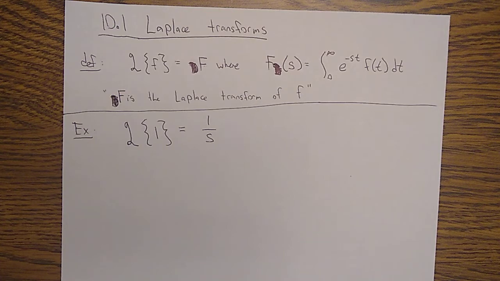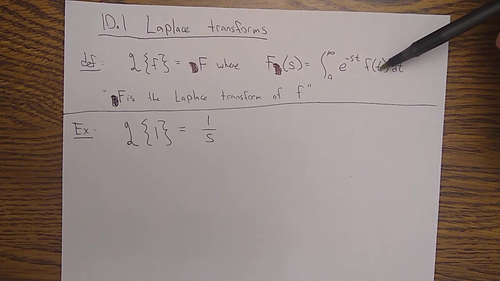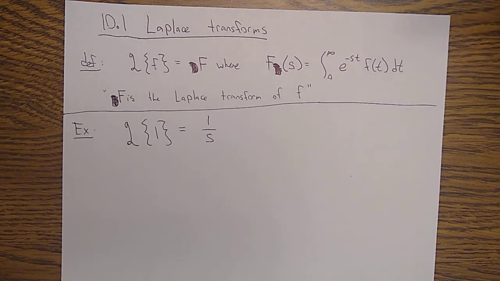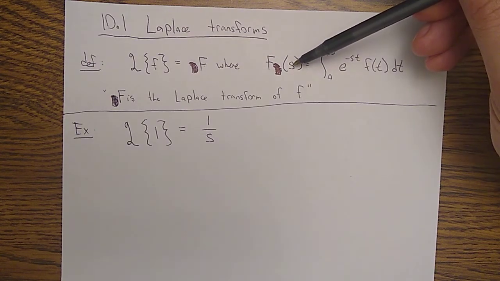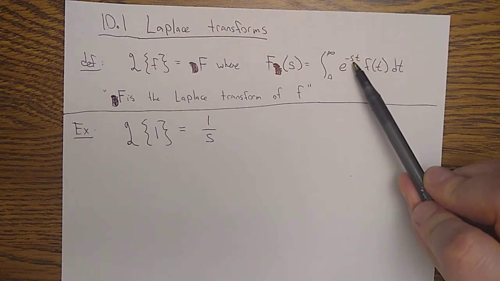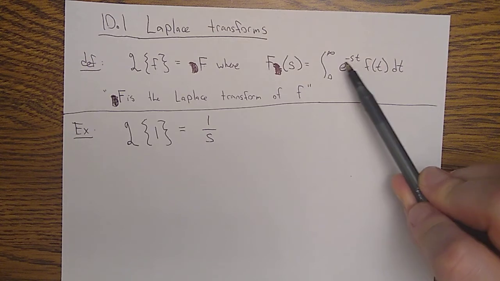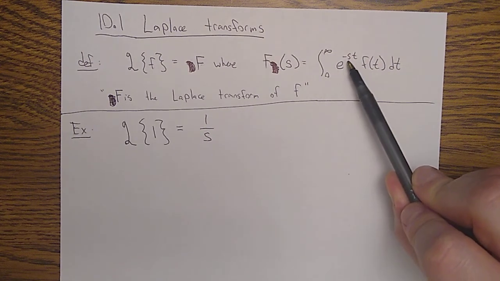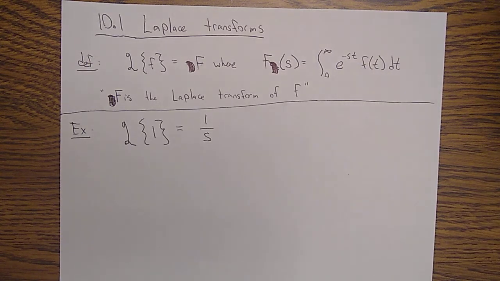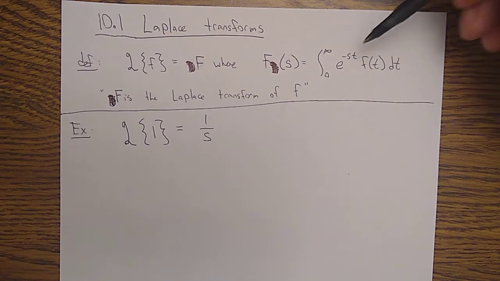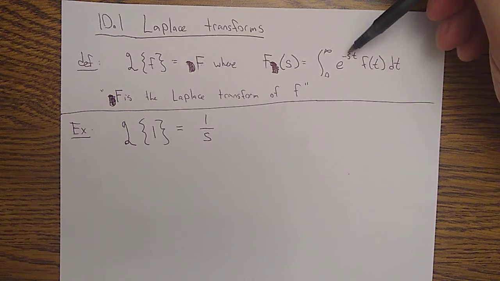And something to keep in mind about this is typically we consider little f to be a function of t. We use the letter t for that variable. And big F is a function of s. And the way you evaluate big F of s is you put that s here, and you do this integral from 0 to infinity of e to the negative st times f of t dt. And that depends on s.